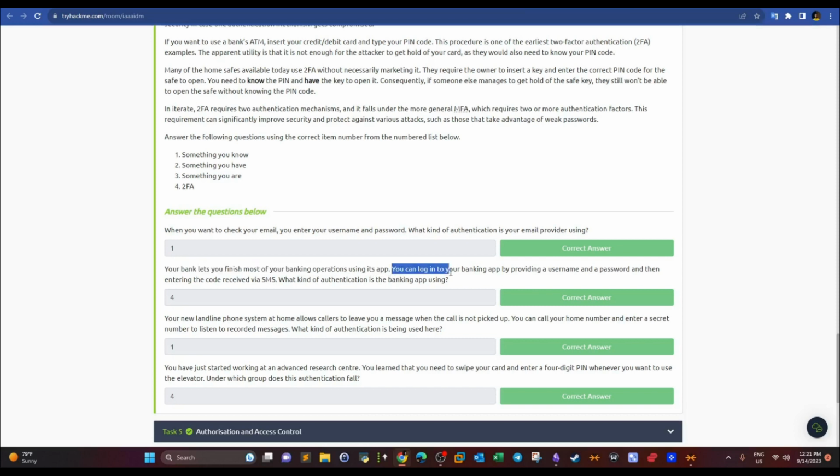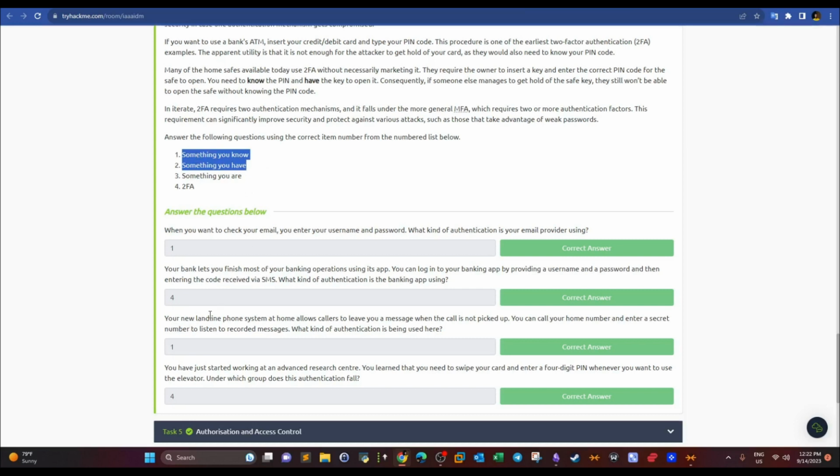Your bank lets you finish most of your banking operations using its app. You can log in to your banking app by providing a username and password and then entering the code received via SMS. What kind of authentication is the banking app using? It's a multi-factor authentication. It's combining something you know and something you have. Both.